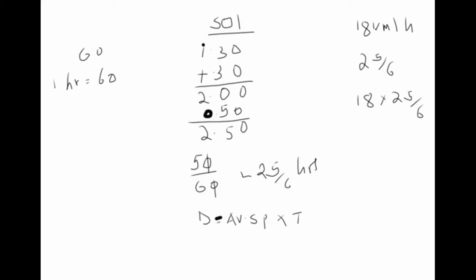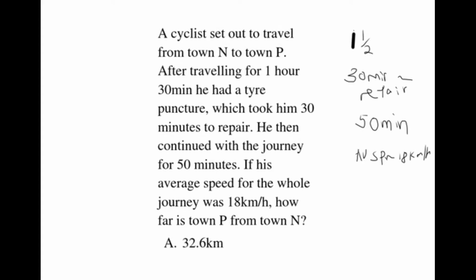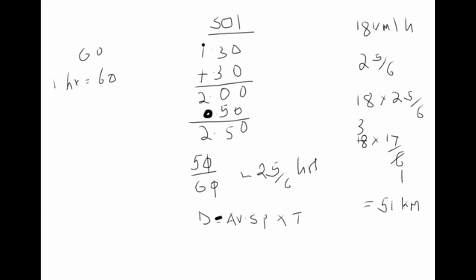Now we have 18 times 17 over 6. Then we simplify by 6, 1, by 6, 3. 3 times 17 is 51. So the distance from P to N is 51 kilometers, which is D. Therefore, D is our correct choice, 51 kilometers.